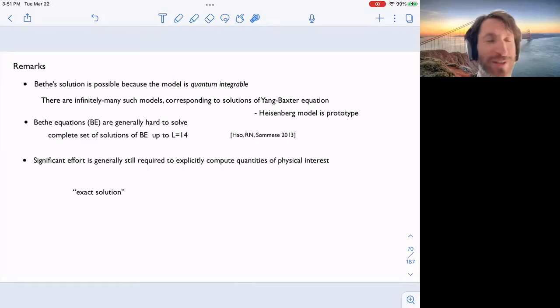I have a quick question. Oh, yeah. If I may, about this L equal to 14. So could you clarify what's the limitation? Because if you were to put in the equations in a computer, presumably 14 is not the limiting case today, or maybe I misunderstood.